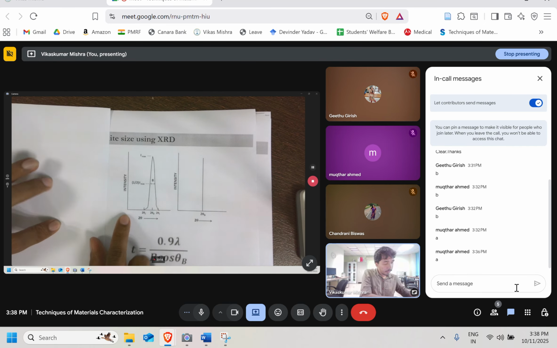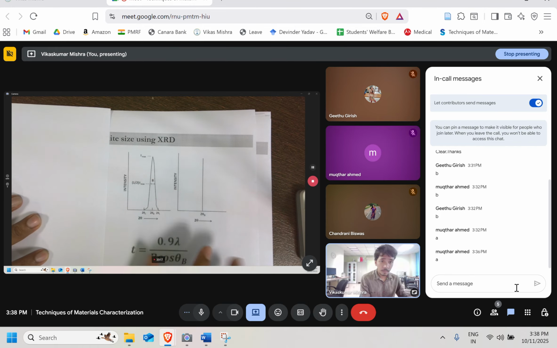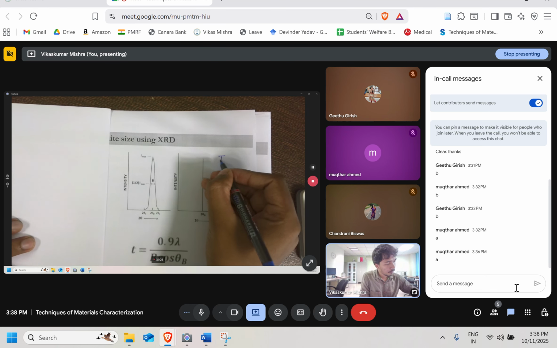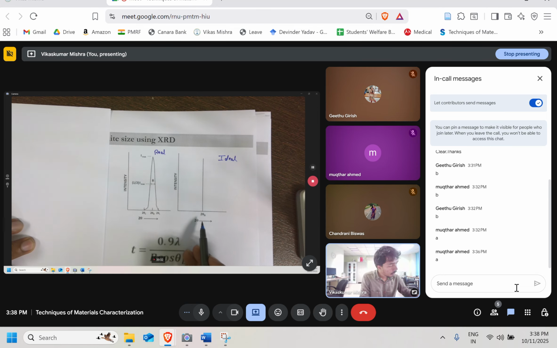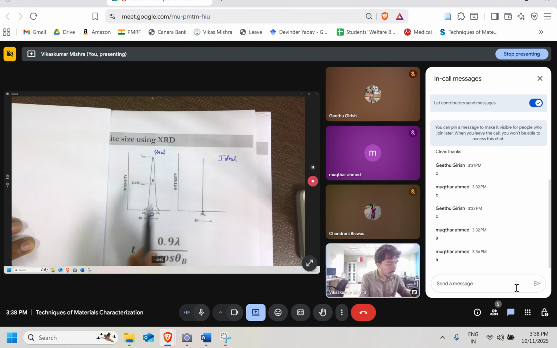There are two XRD patterns here, the first one and the second one. The first one is for the real crystal and the second one is for the ideal crystal. Here we can see only at the particular Bragg angle the constructive interference is going to happen, and at all the remaining angles it will be destructively interfering and the intensity will be 0. While here we can see that at the Bragg angle there is a sharp intensity, but even at the non-Bragg angles there are still a few intensities.